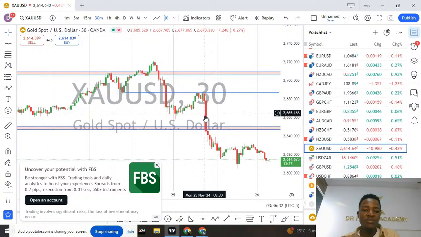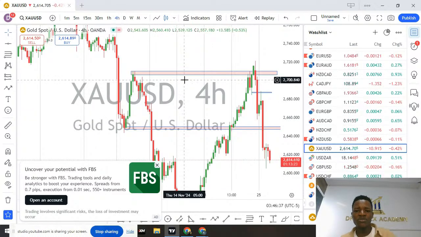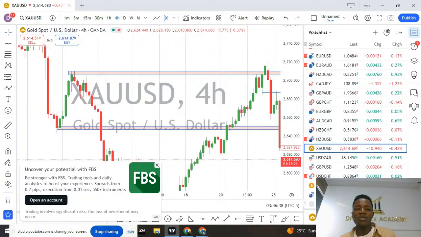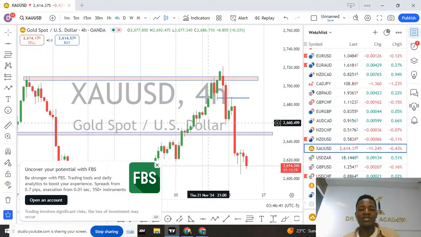By the time the market was coming back to these areas, I was ready to exit. Most people ask me, Doc, why did you close your position? Because the market had already hit my areas.